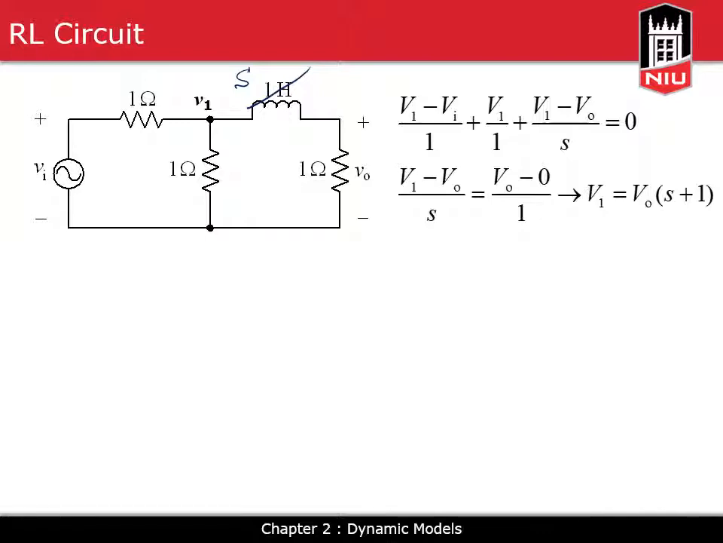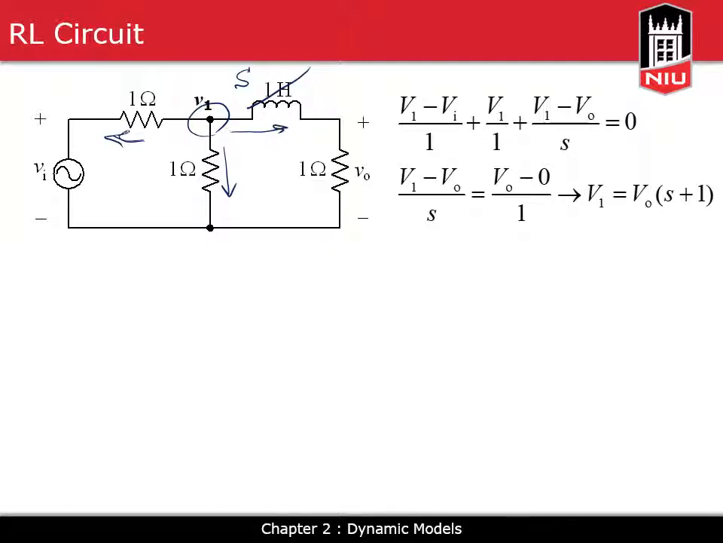We want to find the one equation relating these two. So we will start by a KCL over here. V1 minus VI over 1 is the current going this direction. V1 over 1 is the current going this direction, and V1 minus VO over S is the current going this direction. Sum of these three has to be equal to 0.